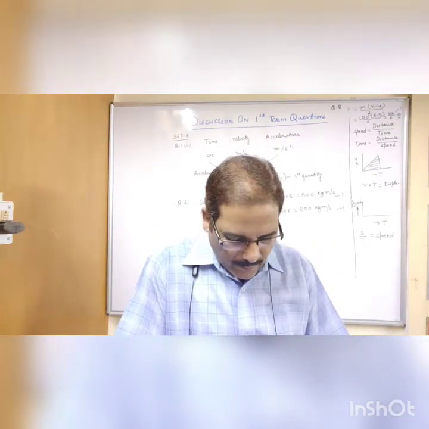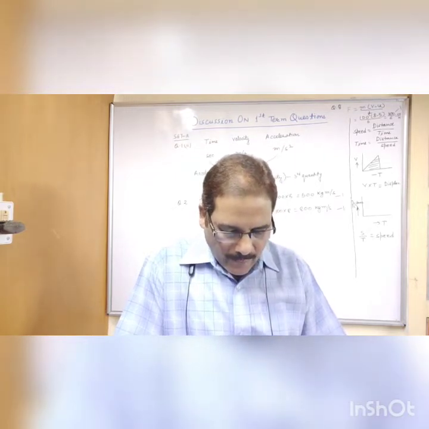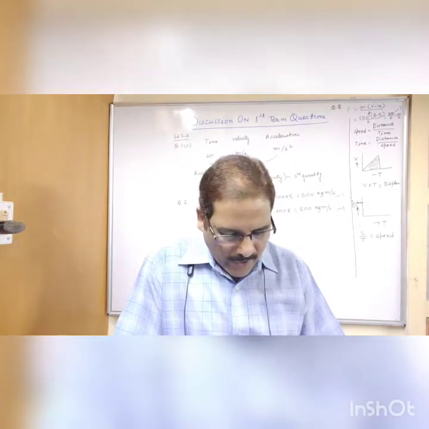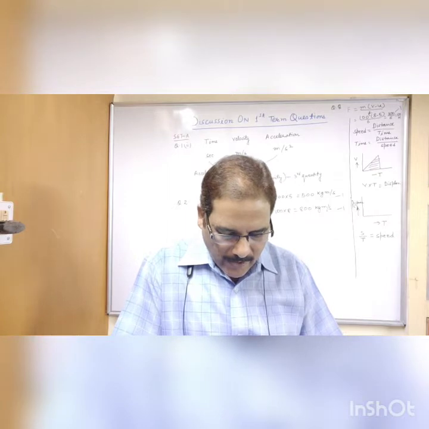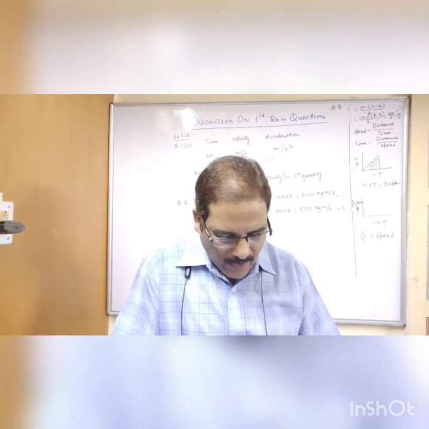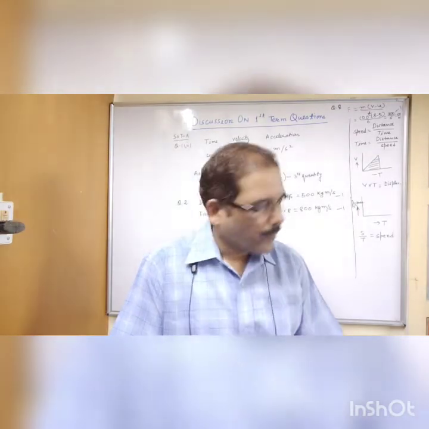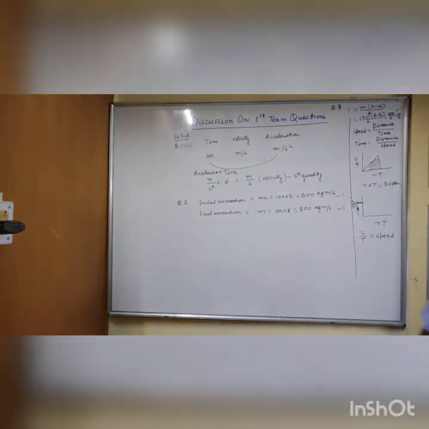Then B part of third question: a truck of mass 500 kg moving at 4 meter per second collides with another truck of mass 1500 kg moving in the same direction at 2 meter per second. What is their common velocity just after the collision if they move off together? So directly this question was based on law of conservation of momentum.